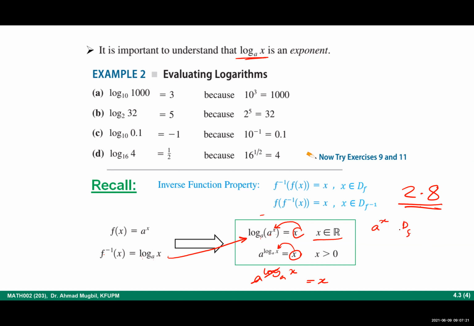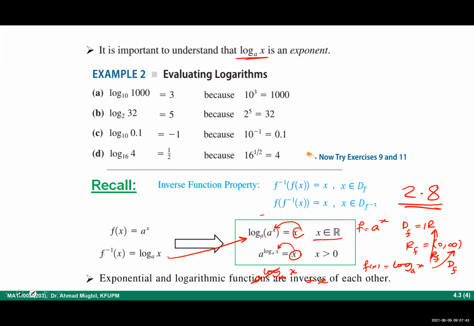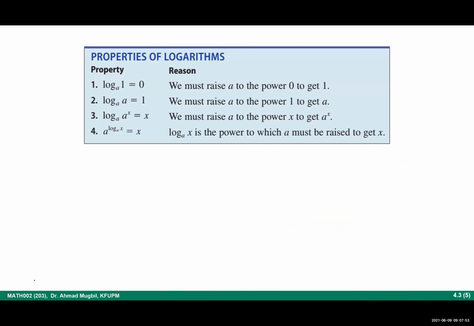For the exponential, the domain was all the real numbers and the range was from 0 to infinity. Now for the logarithmic function it will be the opposite: this will be the domain and this one will be the range, because the domain of the inverse is the range of the other function. So we conclude that the exponential and the logarithmic functions are inverses of each other. These are the properties of logarithms.